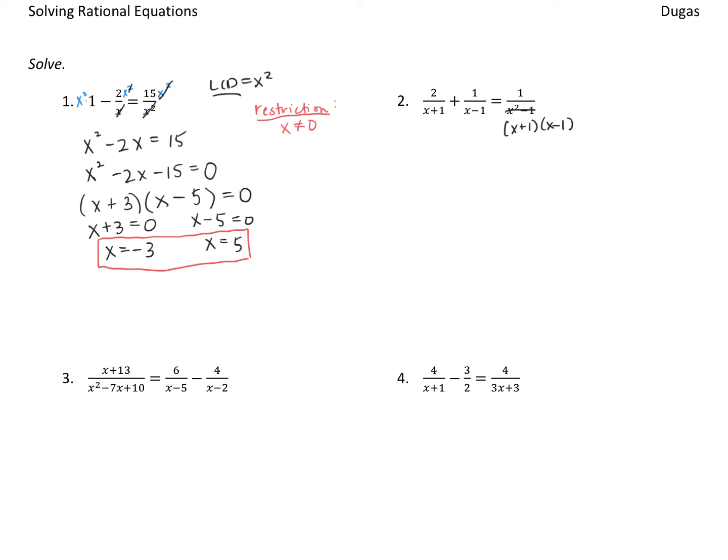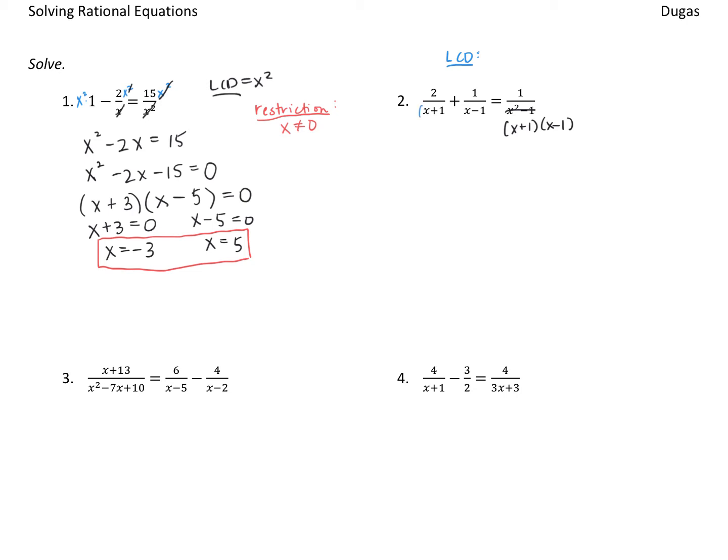When you're trying to define your LCD, it is always the product of each unique factor raised to any exponent that you see in the denominator. So each unique factor has to be included. That means every factor that is different needs to be included in the LCD.